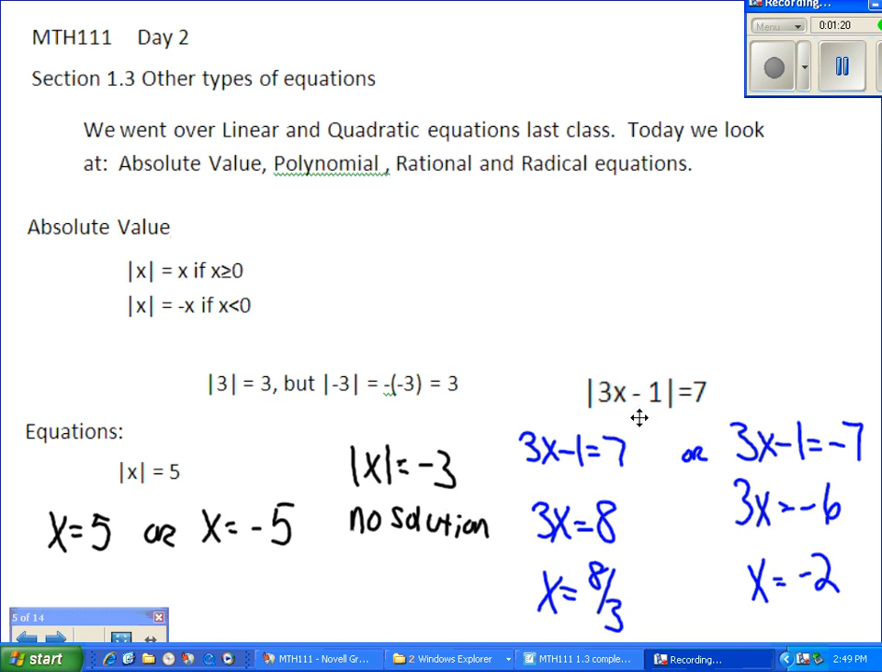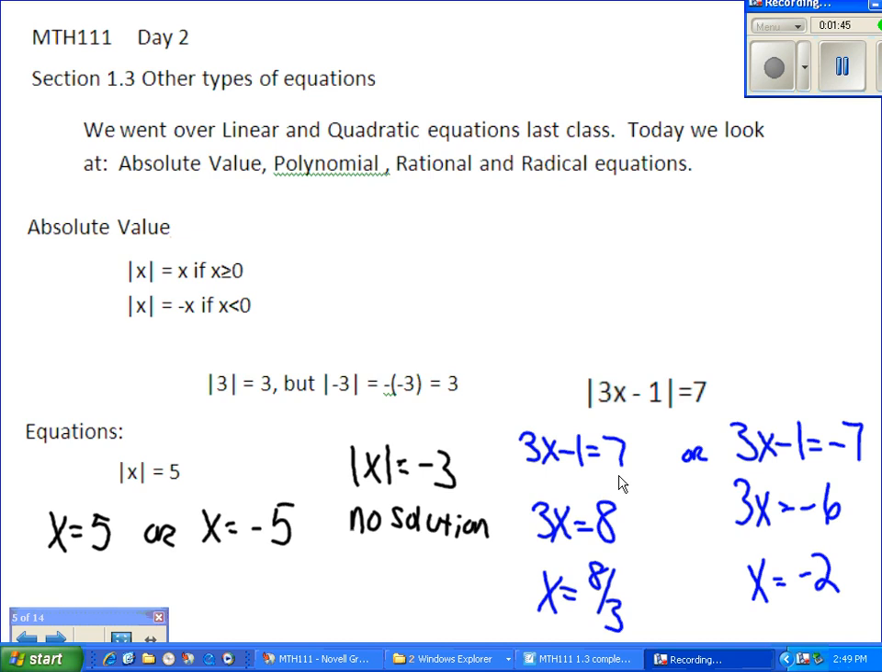And then a more classic example here, the absolute value of 3x subtract 1 equals 7. To solve this, what you want to do is remember that whatever's inside the absolute value is either equal to 7 or it's equal to the opposite of 7. So we can split this into two separate linear equations. 3x subtract 1 equals 7, and 3x subtract 1 equals negative 7. Either one or the other of these have to be true.